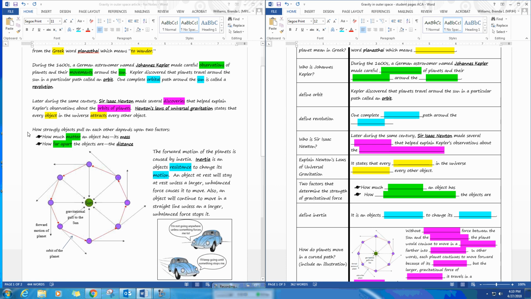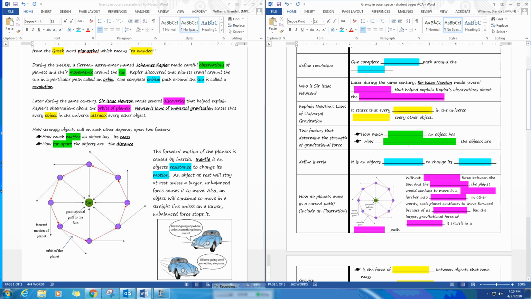Next paragraph. How strongly objects pull on each other depends upon two factors. Number one, how much matter an object has, that's its mass, and how far apart the objects are, that's the distance. So the two factors are mass and distance. Go ahead over here to your note sheet. You'll see the green here matches this green, and copy down matter and how far apart the objects are. You can pause the recording while you do that.